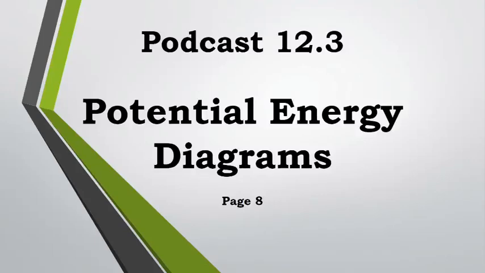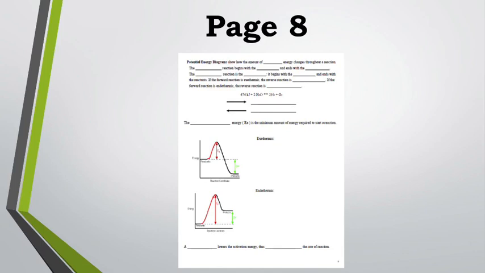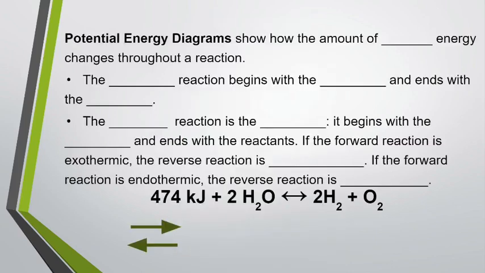So in this video, we're going to talk about potential energy diagrams, which are these kind of hill-shaped graphs that you see on page 8. Page 8 is all that we're doing as a homework podcast. We will go on to page 9 stuff later in class, but we only need to do page 8 to get our stamp and answer the embedded questions at the end.